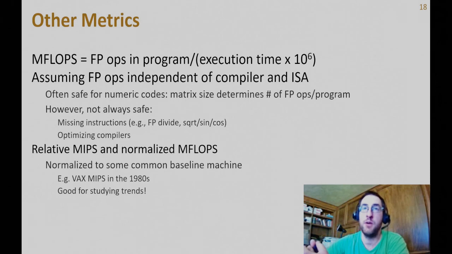MFLOPS is the number of floating point operations executed by the program divided by how long it took. Then you divide out the 10 to the 6th in order to get it into the mega format. If this was gigaflops, you would divide it by 10 to the 9th. If it was teraflops, 10 to the 12th. So this has very similar drawbacks as MIPS. It assumes that the floating point operations are independent of the compiler and the architecture. It is a useful metric when you're looking at code generation for scientific and computationally intensive workloads.